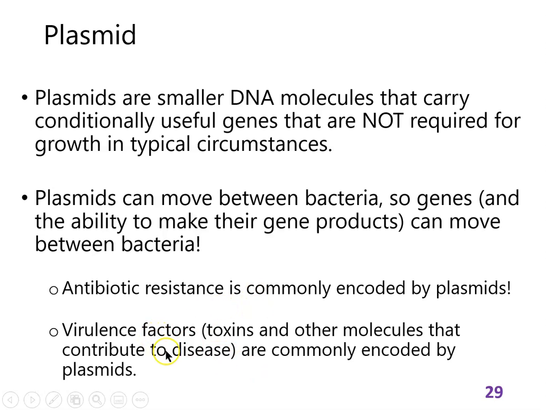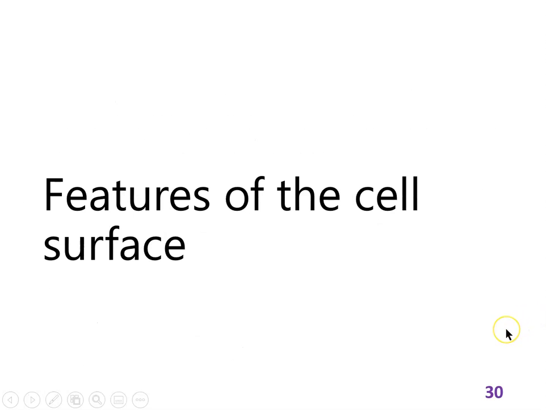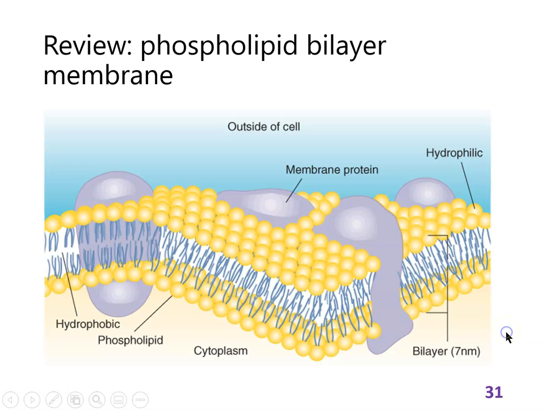Also, virulence factors are often on plasmids. Virulence factors are anything that makes a bacterium able to cause a disease. So they could be little toxins they use to poison our cells, or really anything else that helps them with the disease. Okay, so that's what's in the cytoplasm. Next, we look at the cell surface. This should be vaguely familiar to you.